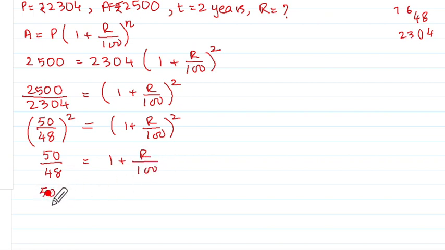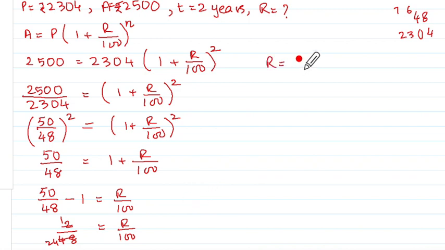And so 50 upon 48. I know there's a common factor, but never mind. Minus 1 is equal to R upon 100. So this will give us 50 minus 48 upon 48. So that is 2 upon 48, and that is equal to R upon 100. So this is 1s and 24s. So R will be equal to 100 upon 24. How much is that? 4 6s are 24, and 4 25s. So 25 upon 6 is 4 and 1 6th. So this is the rate percent.